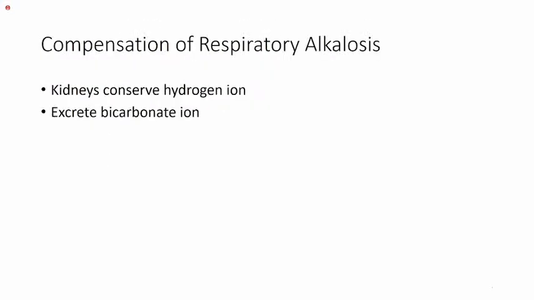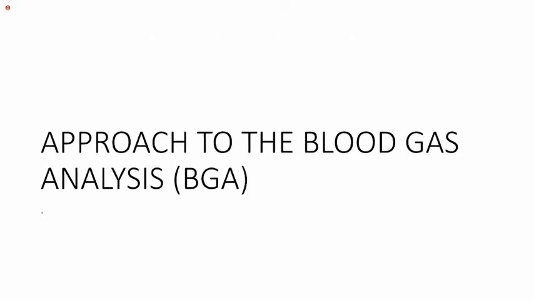So you blow off your CO2, and therefore you go into a respiratory alkalosis. How does your body compensate? You have got a respiratory alkalosis, so your CO2 is low, okay? So the kidneys try to compensate for that by conserving the acid so that your pH goes back to normal, okay? The kidney also tries to help by excreting the base, that is the bicarbonate, so that you get your pH back to normal.